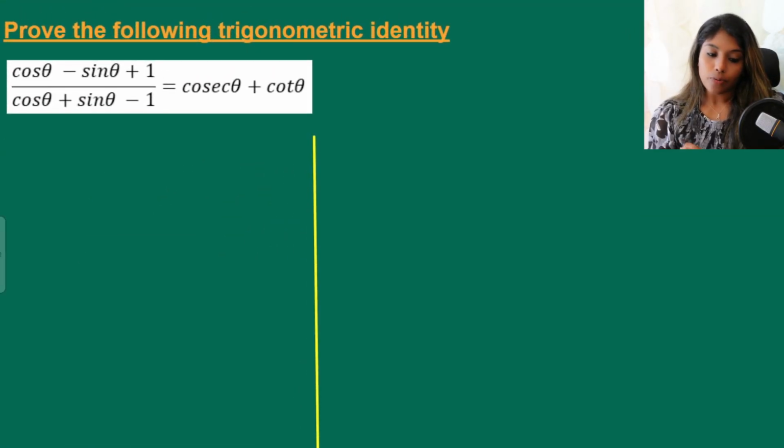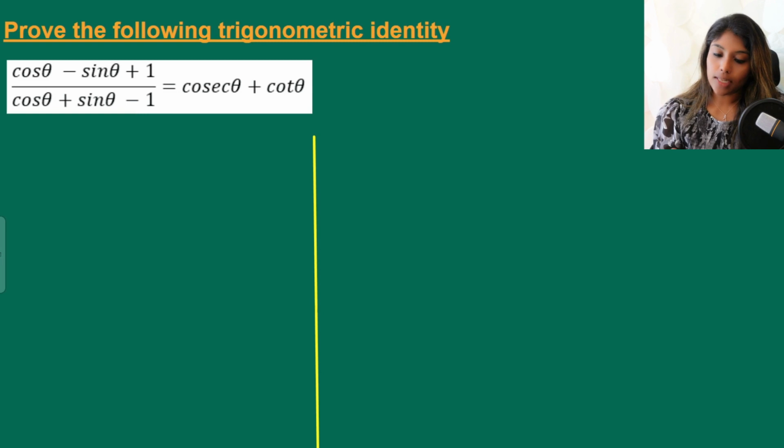Let's begin to prove this problem and make it as easy as possible. Let's see what's the question. We are required to prove that (cos theta minus sin theta plus 1) divided by (cos theta plus sin theta minus 1) equals cosecant theta plus cot theta.